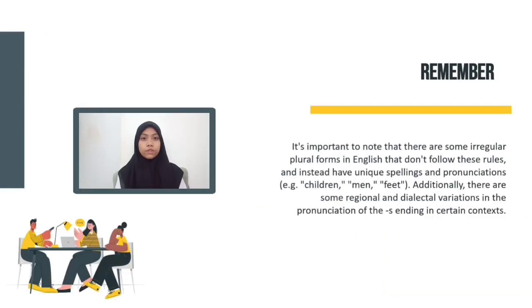We also have to remember that it is important to note that there are some irregular plural forms in English that don't follow these rules, and instead have unique spellings and pronunciations, for example children, men, and feet. Additionally, there are some regional and dialectal variations in the pronunciation of the S ending in certain contexts.